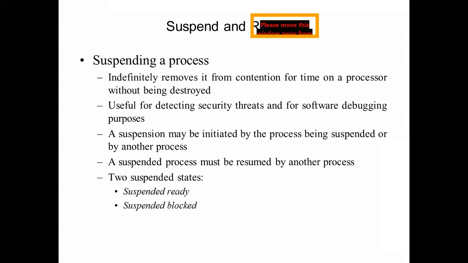Suppose we want to debug a particular piece of software, then at that instant we can suspend a process. There may be several causes or reasons to suspend a process for a particular duration, and after that suspension, we can again resume the process. A suspension may be initiated by the process being suspended or by another process.